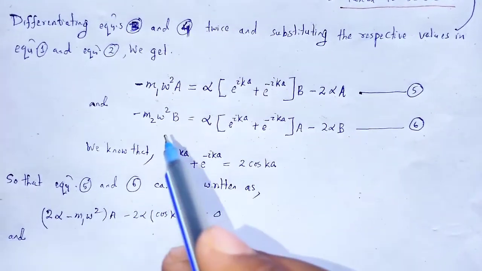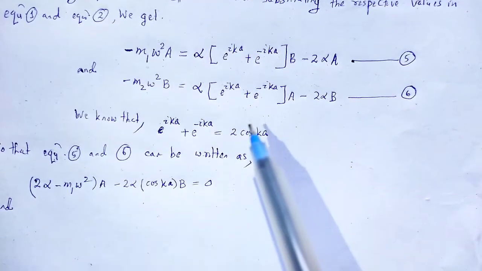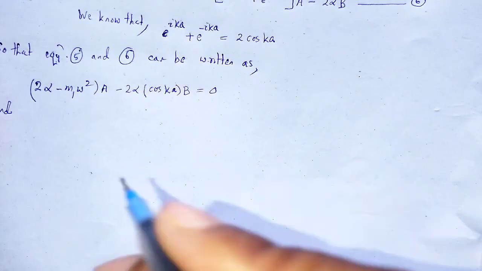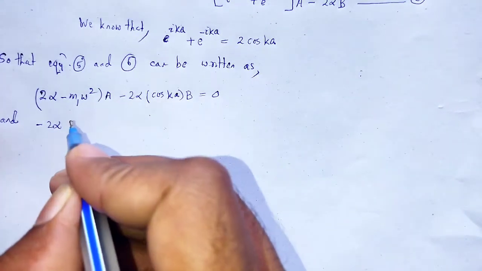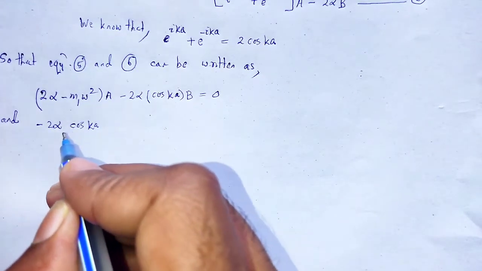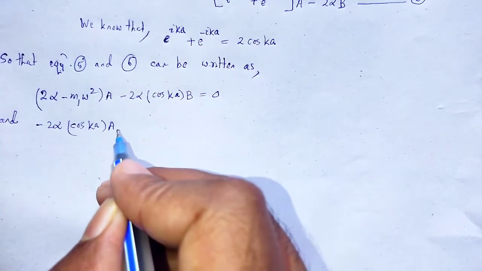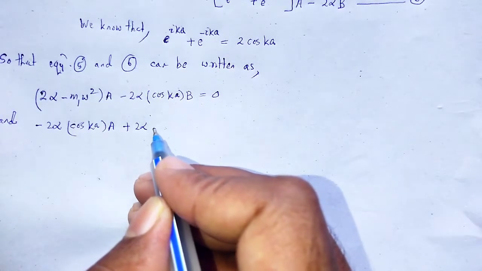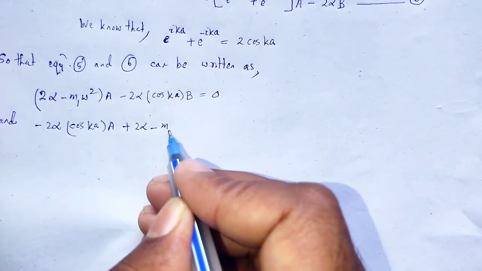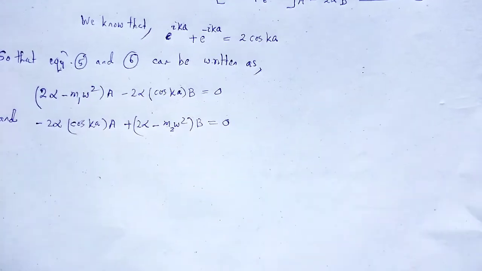Rearranging equation number 6, taking that to this side and multiplying by the negative sign, the equation becomes minus 2 alpha cos ka into a, plus (2 alpha minus m2 omega square) into b, is equal to 0.